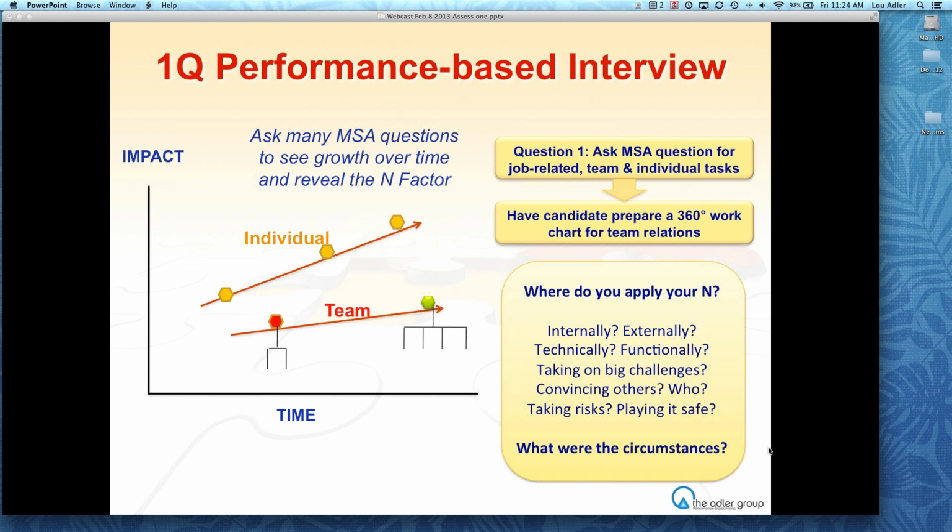Perfect. A lot of companies, especially if they're hiring for upper-level positions, are going more to psychometric profiling and interviewing. What are your thoughts on that?